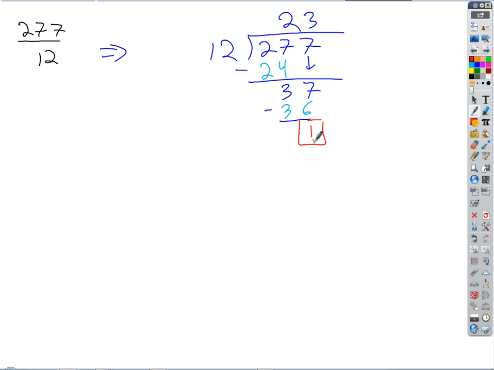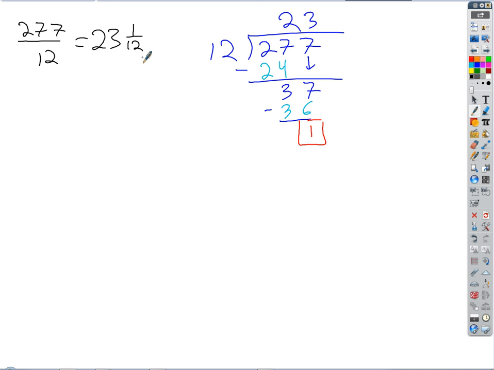Okay, so that's how we do it. Now what's our answer then? We could say this big fraction is actually equal to 23, remainder 1. But remainder 1 doesn't really help us. What does that remainder do? It's a fraction, so 1/12. We have a remainder of 1 that remains over the denominator, so we'd write that as a mixed number: 23 and 1/12.